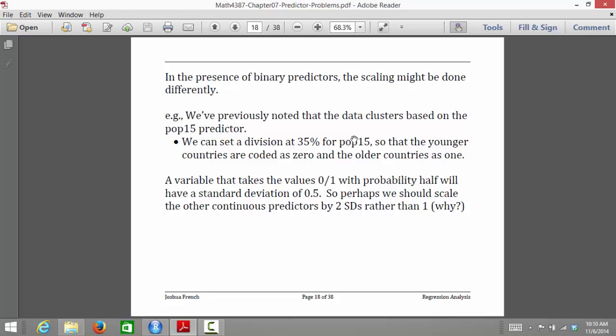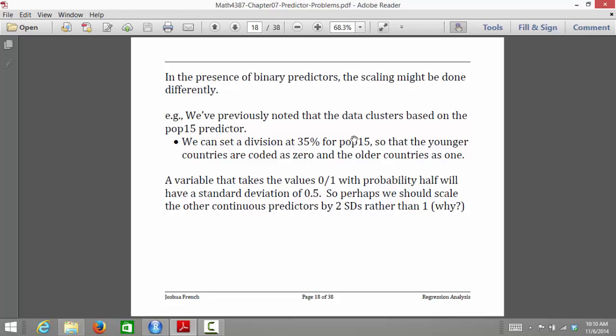So, for example, let's say that we've already noted that the POP15 variable divides the data into two clusters. We have the proportion where the countries had less than 35% of the population aged 15 or younger, and then some that had a population 15 or younger of upwards of 35%. So essentially we had old countries and young countries, and so we might create an indicator variable for whether the country is old or young.